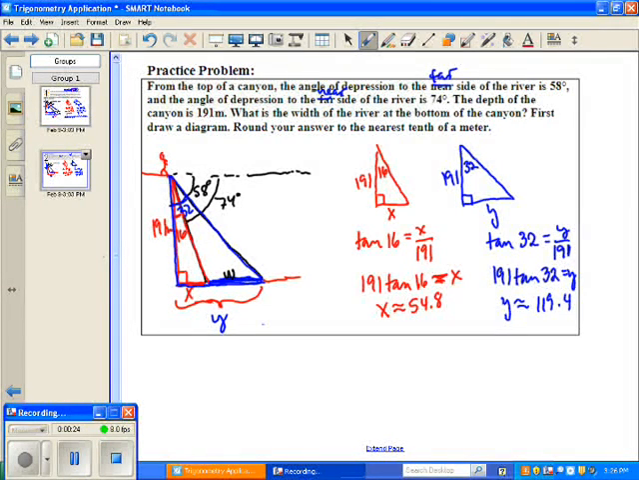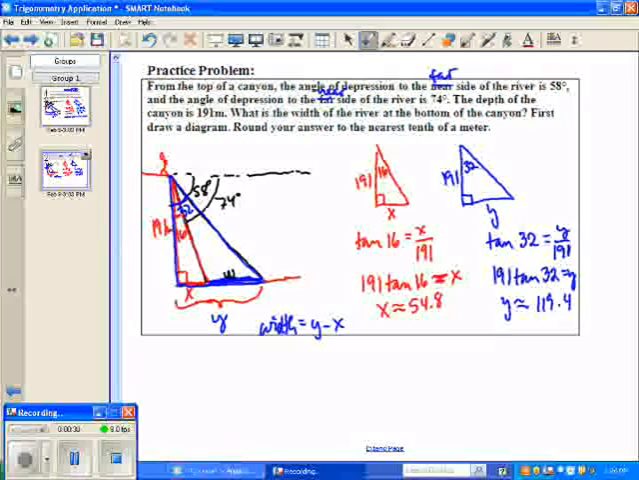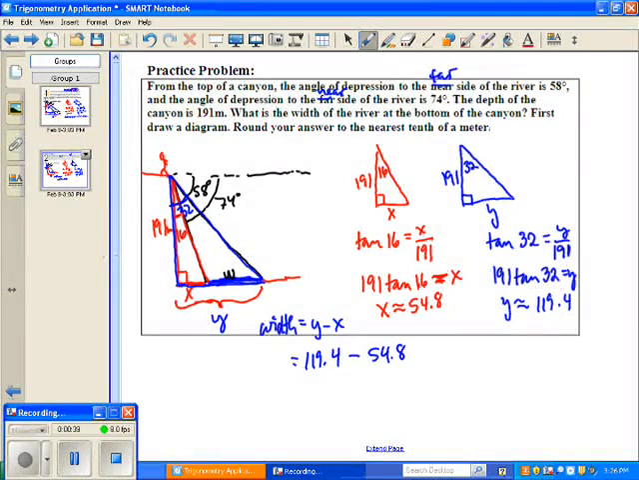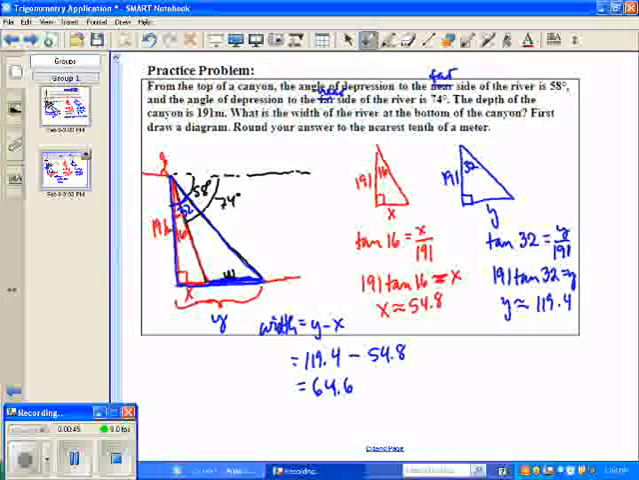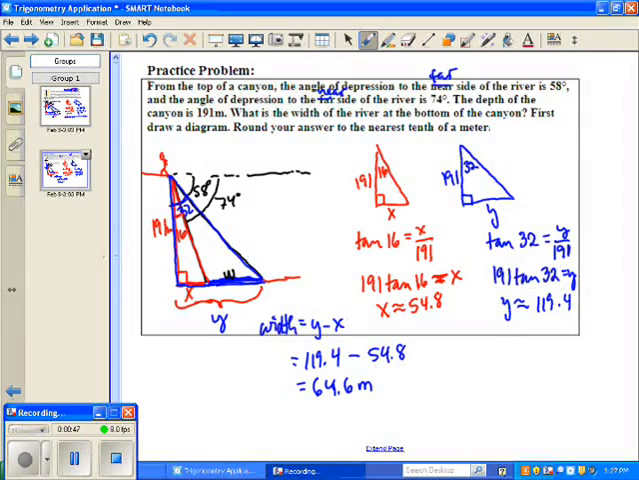So width equals y minus x. So y was 119.4 minus 54.8. So when we do the subtraction, we have 64.6 as a result, and that's meters. So the river is 64.6 meters wide.